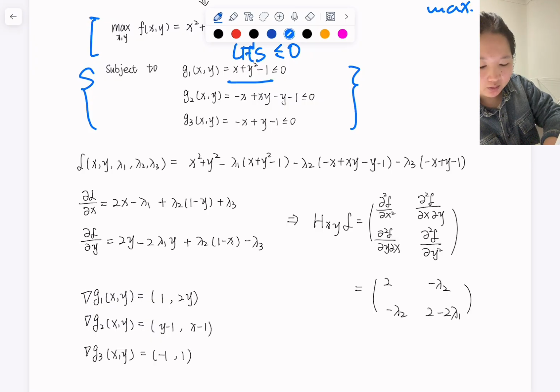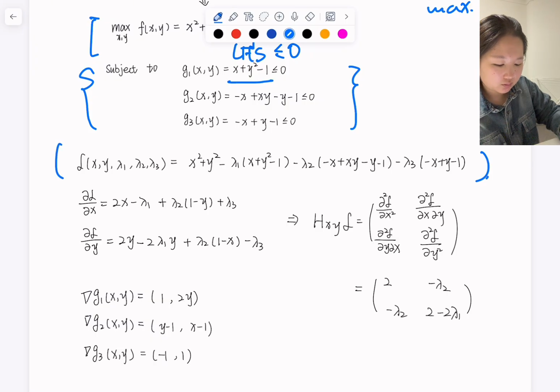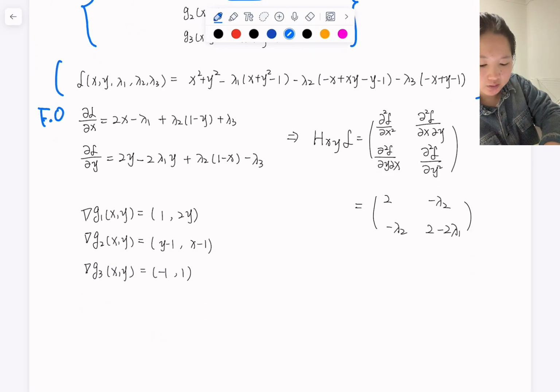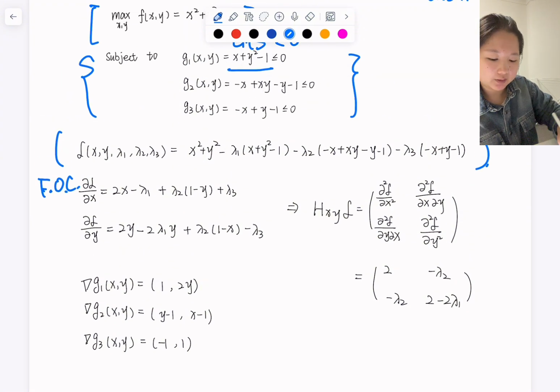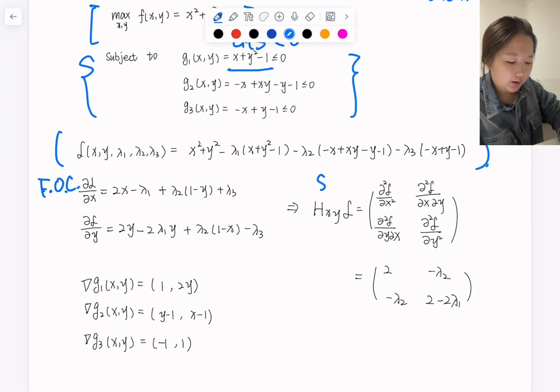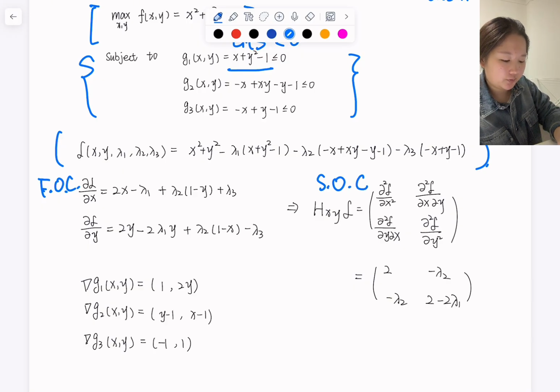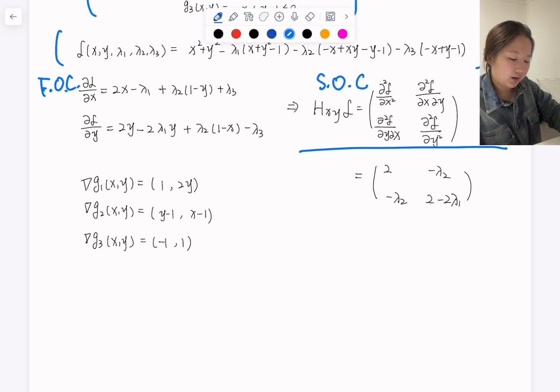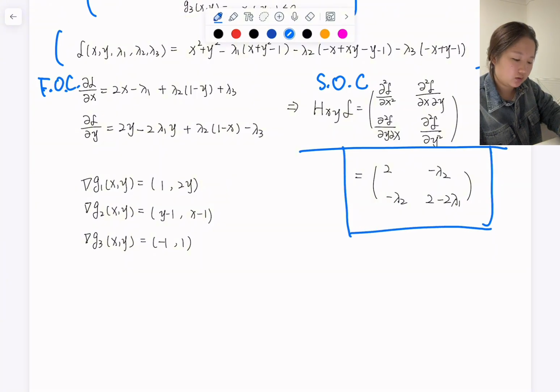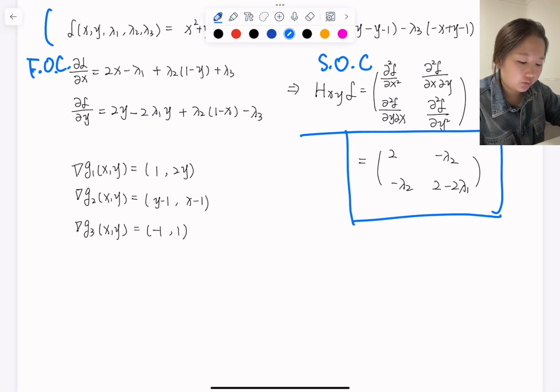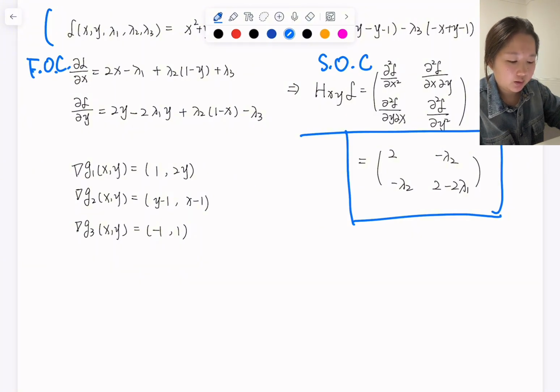And set up the Lagrangian function. The first order conditions of x and y correspondingly, and then the second order condition. Firstly, we write down the Hessian matrix here, so when we discuss the second order conditions in each case later, we can find the Hessian matrix quickly if needed.